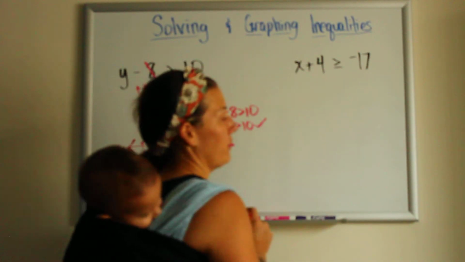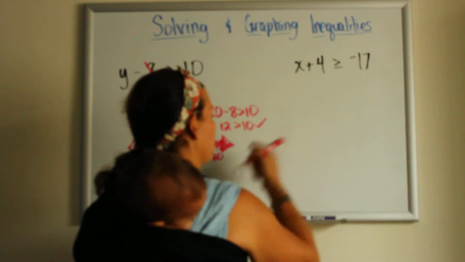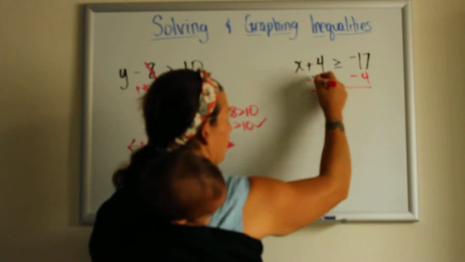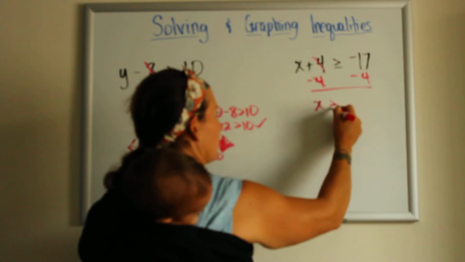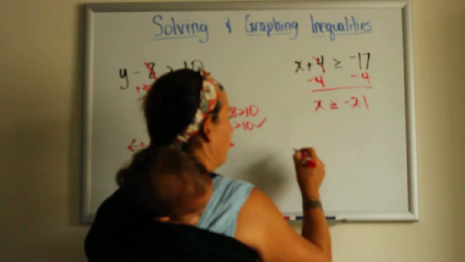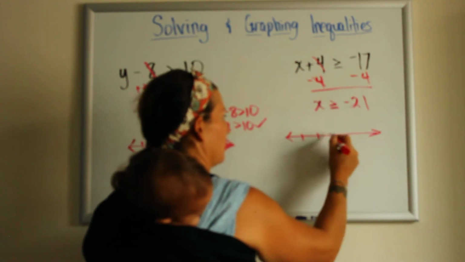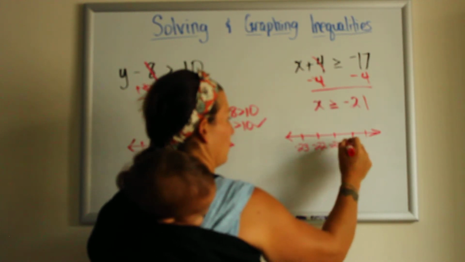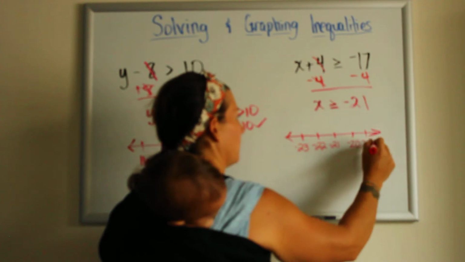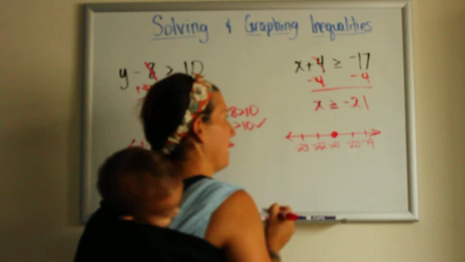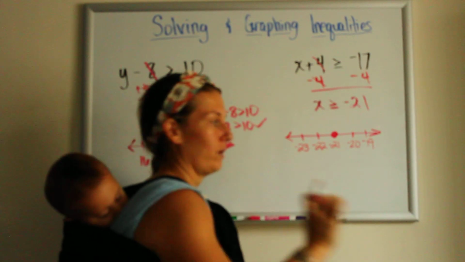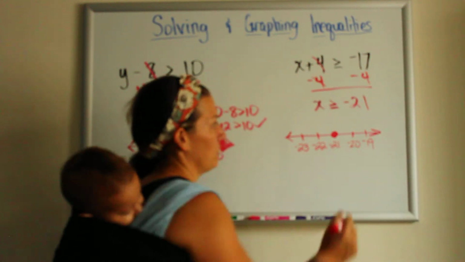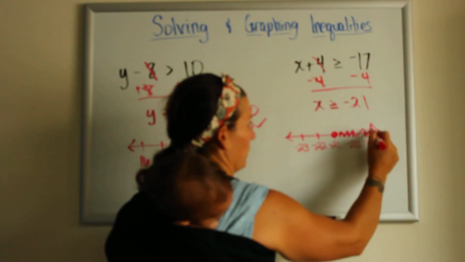So here I have a greater than or equal to sign, and that's going to change it just a little bit when we graph. So I'm going to isolate my variable by subtracting 4 from both sides. So now x is greater than or equal to negative 21. Now when I graph this one is going to be different in the sense that negative 21 is a solution. So instead of that open dot, I'm going to shade my dot in at negative 21. And then all values greater than negative 21, so negative 20, negative 19, up to 0, and all positive values will work. So I'm going to shade in this direction.